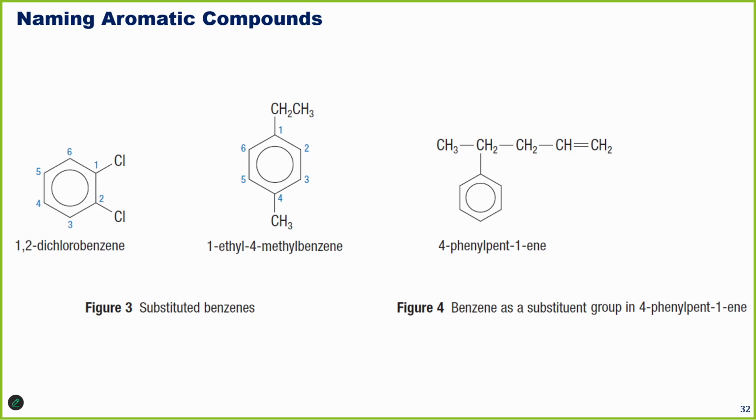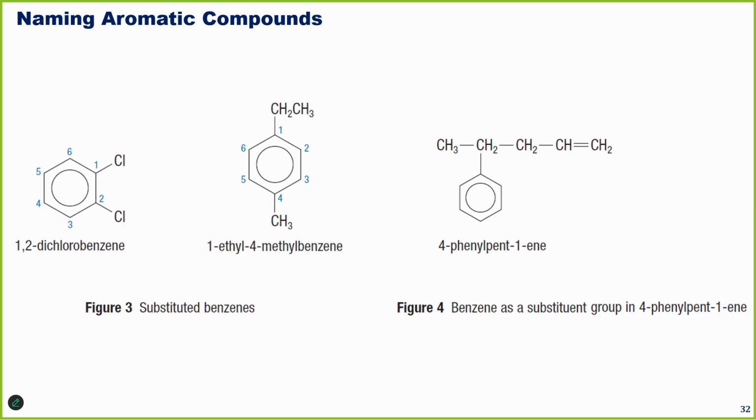If a single group is attached to a benzene ring, we put the name of the group before the root benzene. For example, chlorobenzene, C6H5Cl, has 1 chlorine atom replacing a hydrogen atom on the benzene ring. Compounds made up of a benzene ring with 1 or more halogen atoms attached are called aromatic halides.